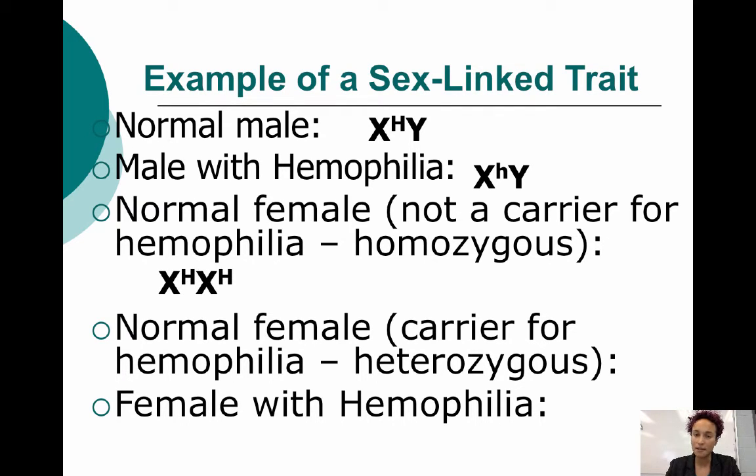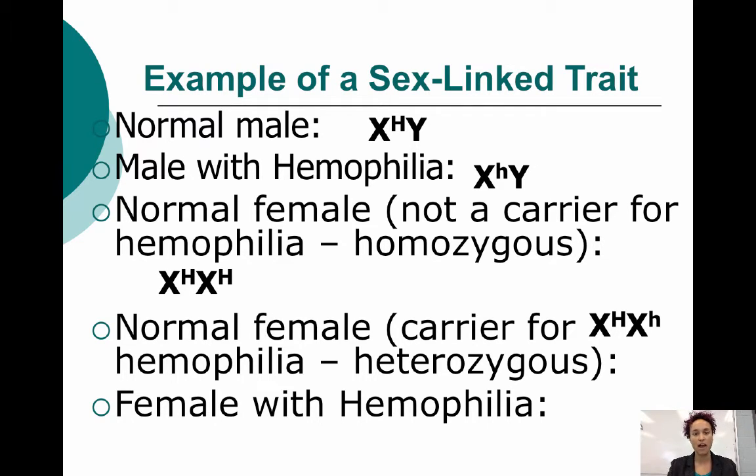Now, this is something that is unique to females. Females can actually be carriers. If they're normal, that means that they have both of the normal alleles. But if they're heterozygous, so they have one normal allele and one of that disease trait or that sex-linked trait, then they can actually carry that and pass that on to their offspring, even though they may not be affected.